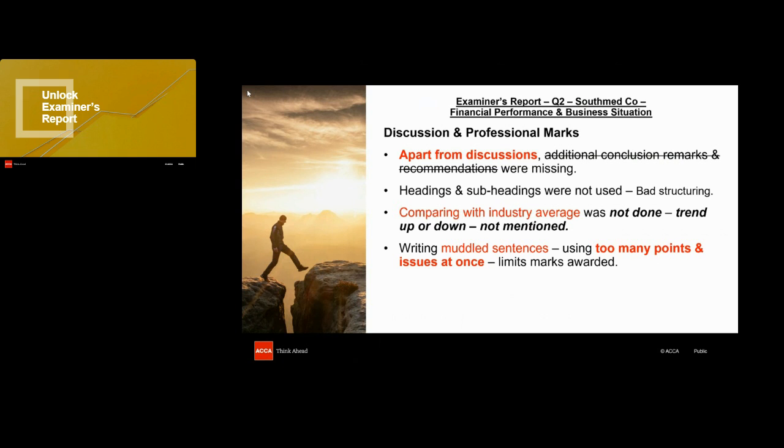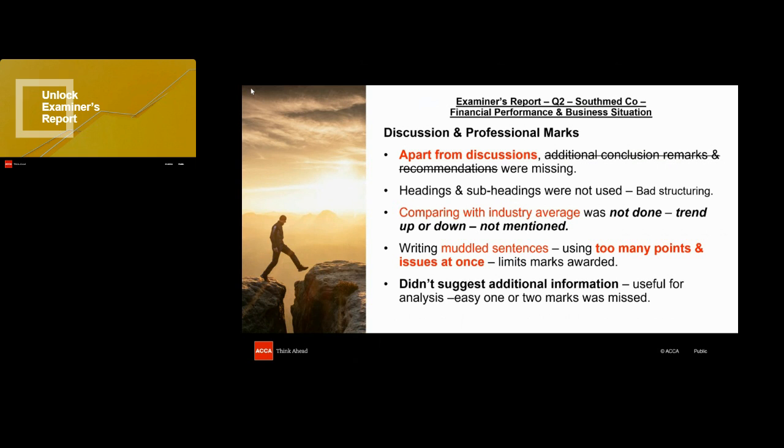Candidates did not suggest, and this is where the professional mark was hidden, any additional information that could have been provided in the question. This is where you could have easily scored 1 or 2 marks, by suggesting additional information.